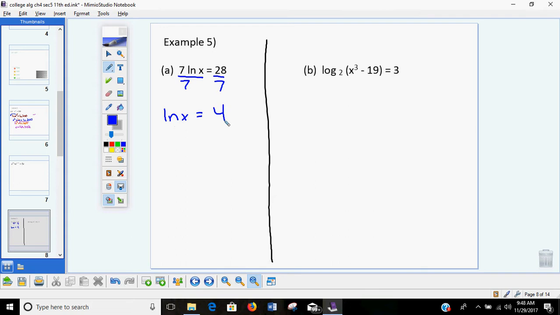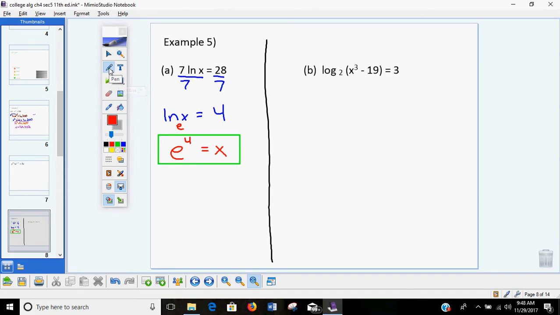Now I'm going to change this to exponential form to solve it. Remember, ln has a base of e. So when I change it to exponential, it's going to be e to the 4th power equals x. Now that's your final answer. Occasionally they'll plug that in a calculator and see what e to the 4th is, but in this case, they just left it that way as e to the 4th.